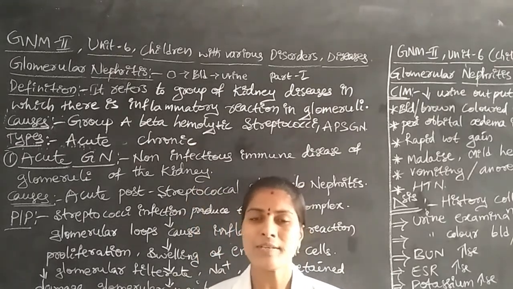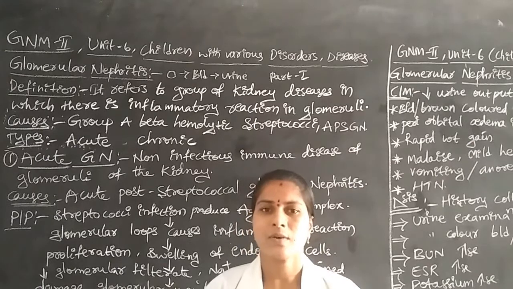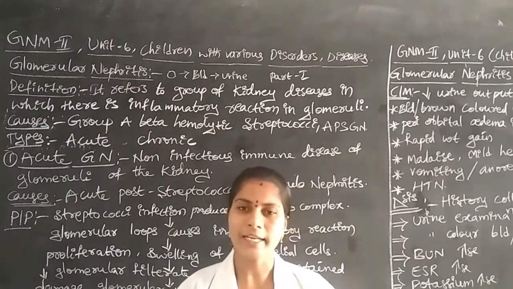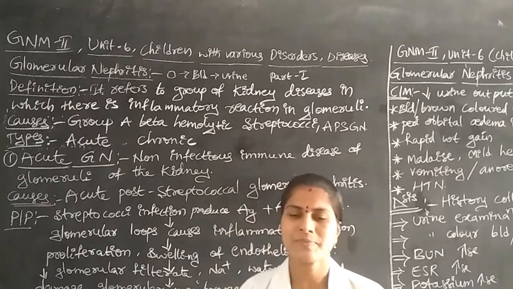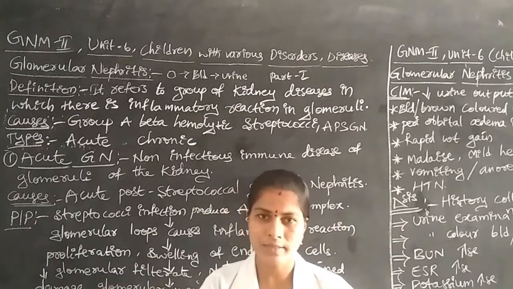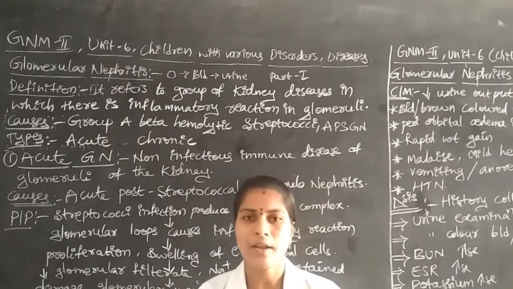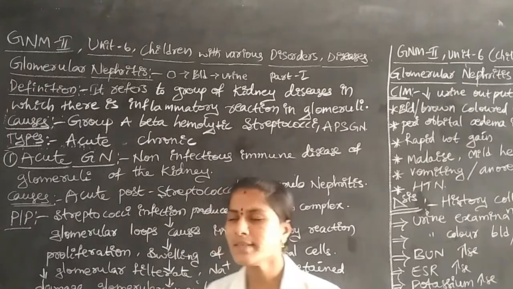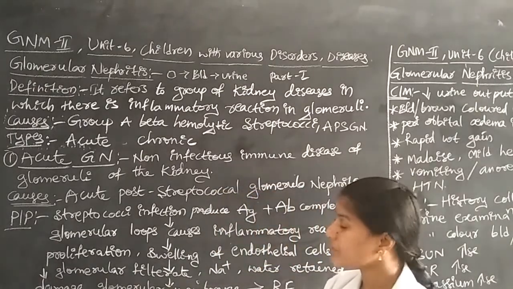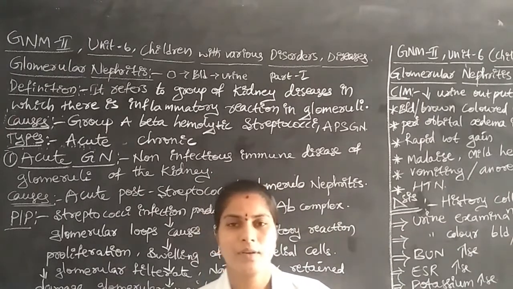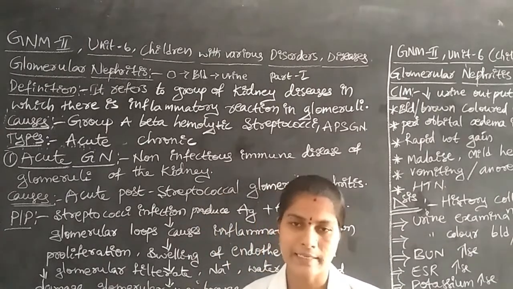Once the organism enters, it reaches the glomerulus of the kidney. In the kidney, especially the glomerulus is a comfortable place, the favorable place for the growth of the Streptococci organism. The Streptococci enter the human body and reach the glomerulus of the kidney.